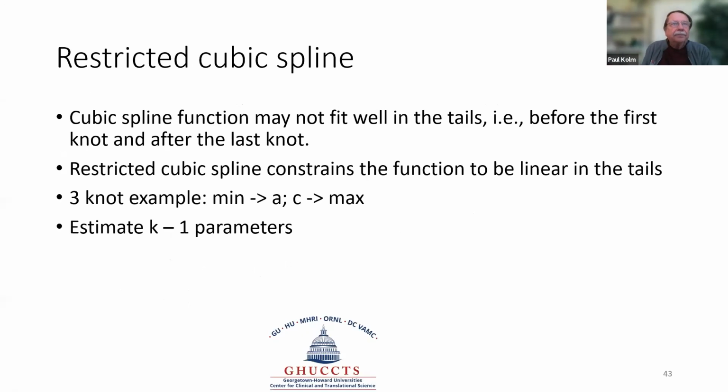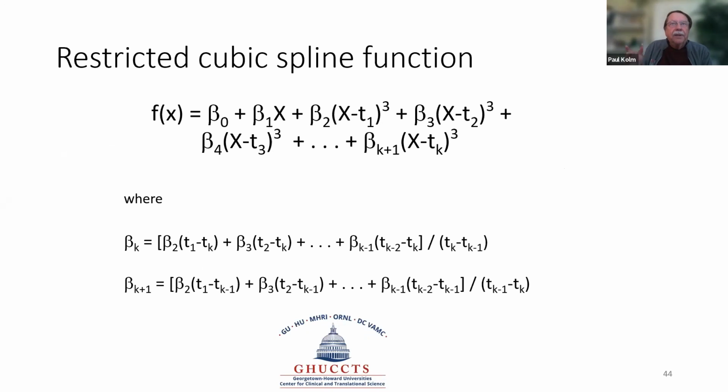Okay, and then restricted cubic splines. Basically, the difference here is that they're constrained to be linear in the tails. And this is just the model, which I won't spend any time on going over.